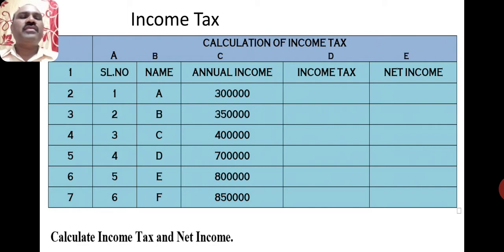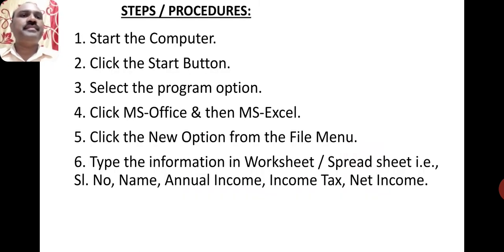Calculation of income tax will be in this way. In this particular table, it will be done. First column is serial number, next column is name of a person, third column is annual income, then income tax, net income. All these details will be recorded in this particular table.